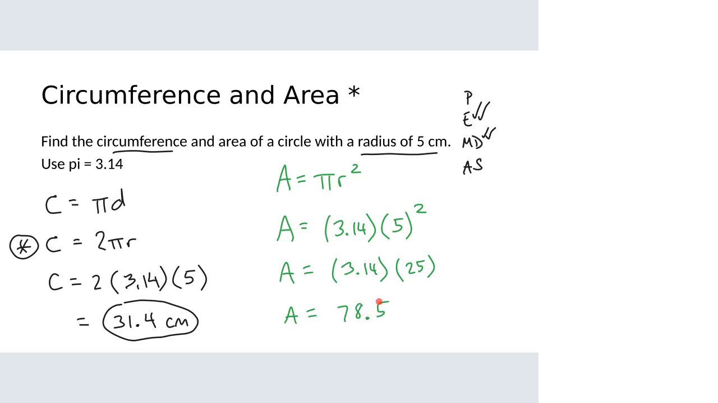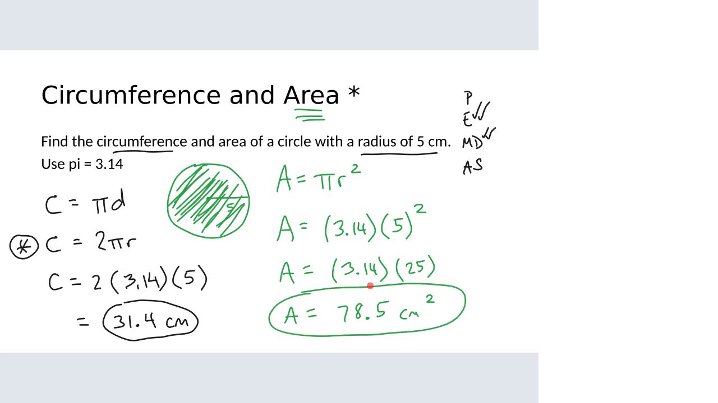This one's area. So I've got this circle over here with a radius of 5 centimeters, and what we're finding is the area. How much space does it cover? So this is more like carpeting. How much space does it cover? Since it's area, we would have square centimeters, 2 dimensions. So area would be 78.5 square centimeters.